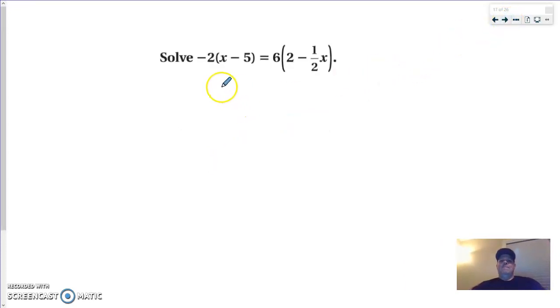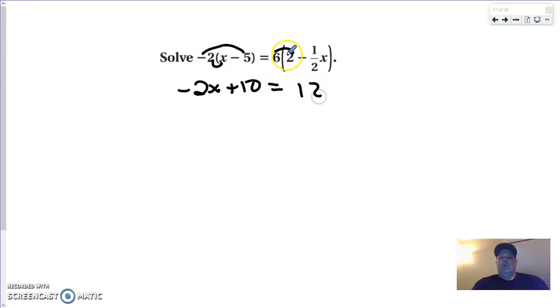Similarly, we may need to distribute. So in this example, we have negative 2x plus 10 because I distributed both of those. That's going to equal 6 times 2 is 12, and then 6 times negative a half x is negative 3x. Now it really doesn't matter which way because I have variables on both sides, I have numbers on both sides.